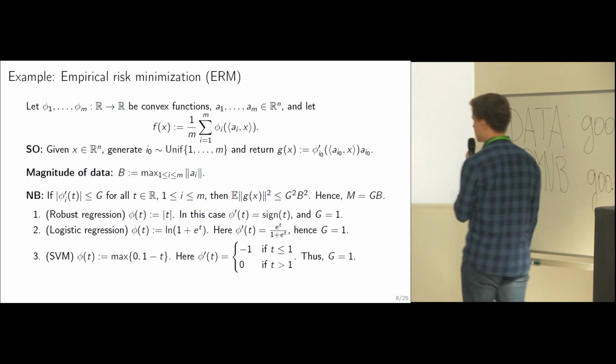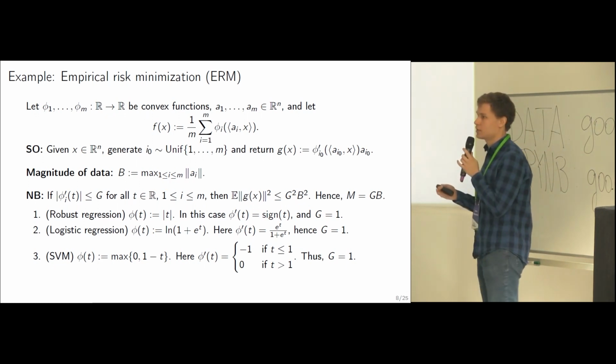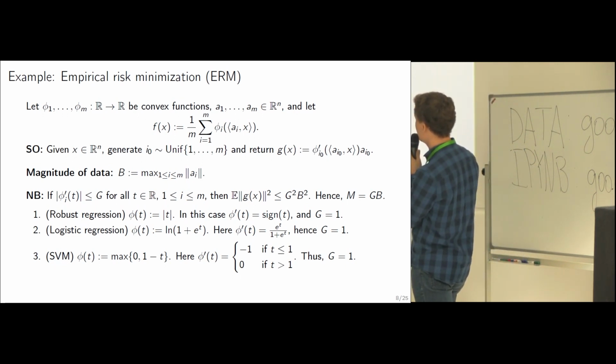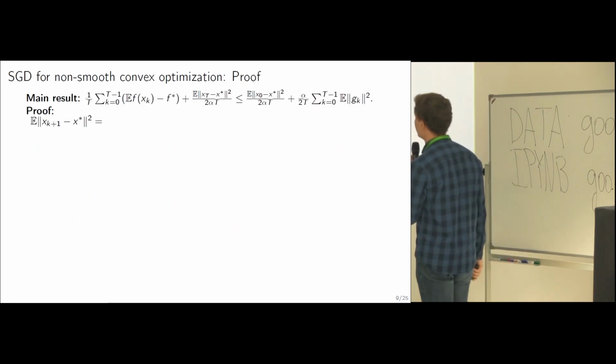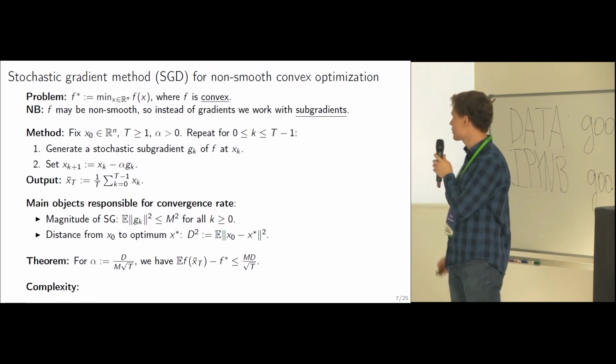Actually, there are many examples where this assumption holds, and this G is some like a universal constant. For example, here it's also always 1. And so M is something like the size of the data. Now let us return to the convergence rate of this method.